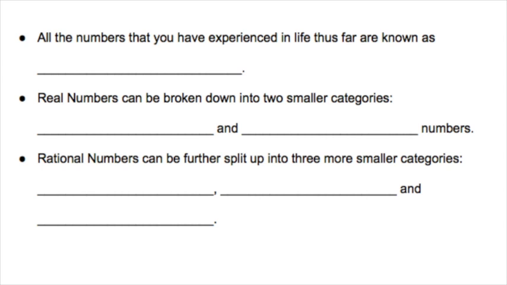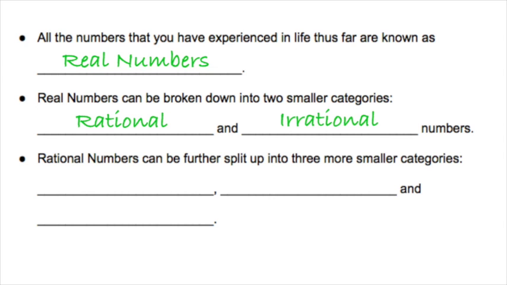All the numbers that you have experienced in life so far are known as real numbers. And yes, there are numbers that aren't real. You learn about those in algebra. Real numbers can be broken down into two smaller categories: rational numbers, which are numbers that can be written as a fraction, and irrational numbers, which are numbers that cannot be written as a fraction.